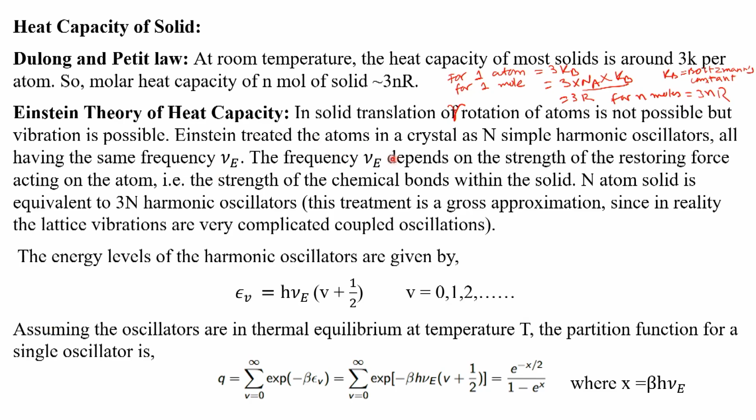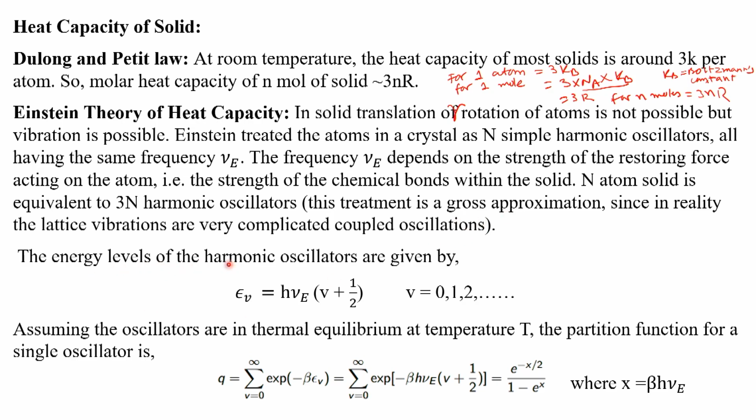So Einstein treated the atoms in a crystal as N simple harmonic oscillators, all having the same frequency nu e, where nu e is called the Einstein frequency, okay. The frequency nu e depends on the strength of the restoring force acting on the atom, that is the strength of the chemical bonds within the solid. An N atom solid is equivalent to 3N harmonic oscillators. This treatment is a gross approximation, since in reality the lattice vibrations are very complicated and coupled oscillations. They are not independent, okay.